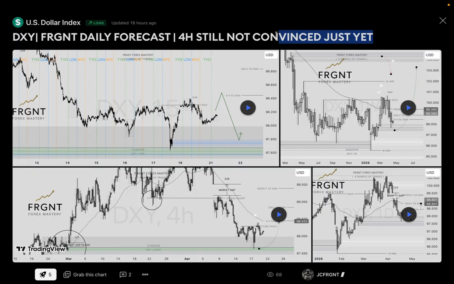Now, 4 hours, still not convinced just yet. And those of you that recognize and know how I trade, you will see it at the bottom left-hand chart on the 4-hour time frame, which for me is, aside from my entry time frame, a very important time frame to really gauge the market sentiment overall, potentially even for the day. In my opinion, it comes from that 4-hour time frame.